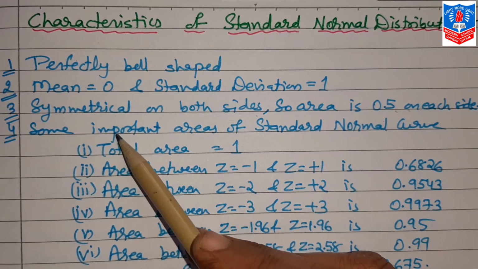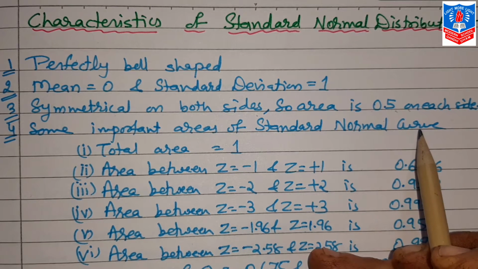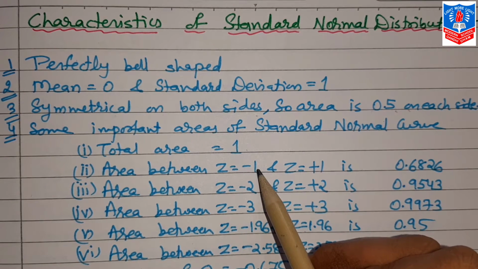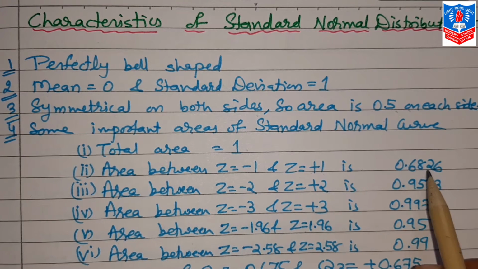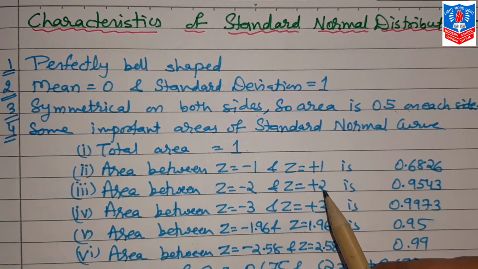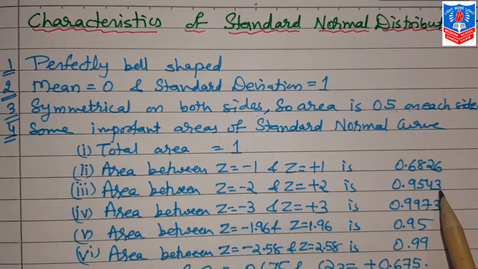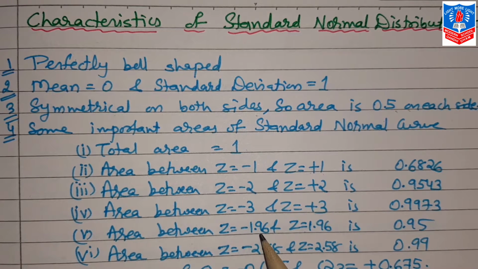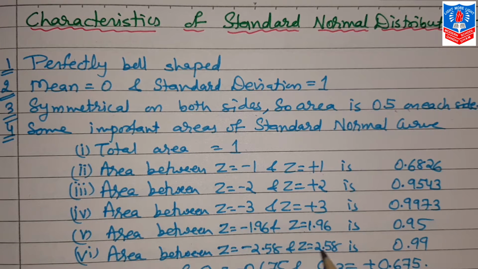While the fourth characteristic is the important areas of the standard normal curve. Now total area is 1. Area between where the value of z is equal to -1 and z is equal to +1 is 0.6826. Area between z is equal to -2 and z is equal to +2 is 0.9543. Area between -3 and +3 is 0.9973, while area between where the value of z is -1.96 and z is equal to 1.96 is 0.95. And area between z is equal to -2.58 and z is equal to 2.58 is 0.99.